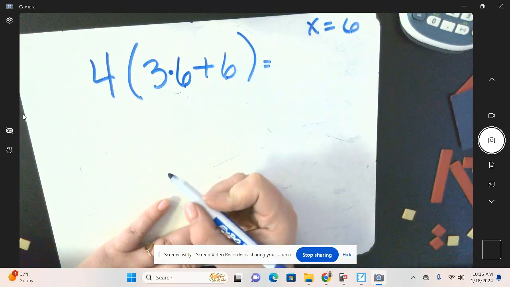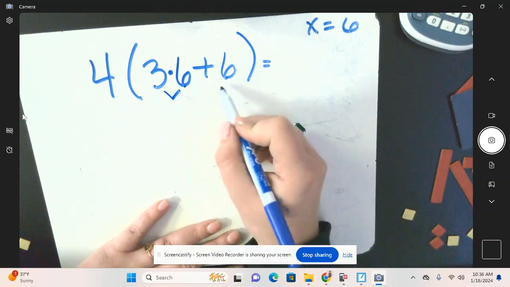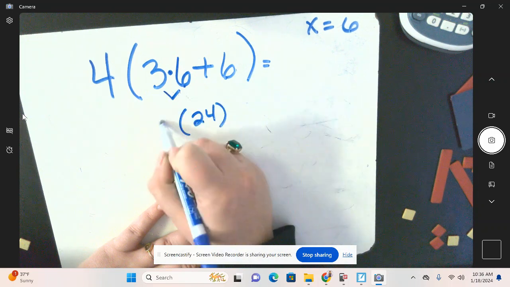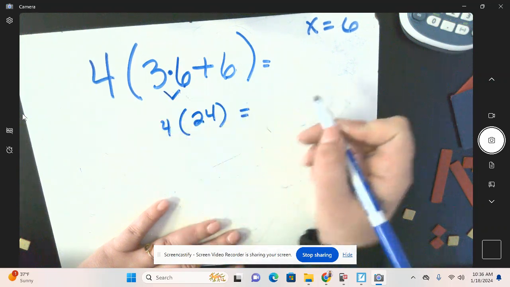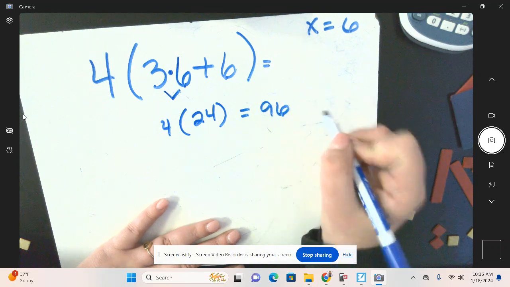And I can plug that into my calculator. 3 times 6 is 18. 18 plus 6 is going to give me 24. So now I have 4 times 24. And that's going to give me 96.